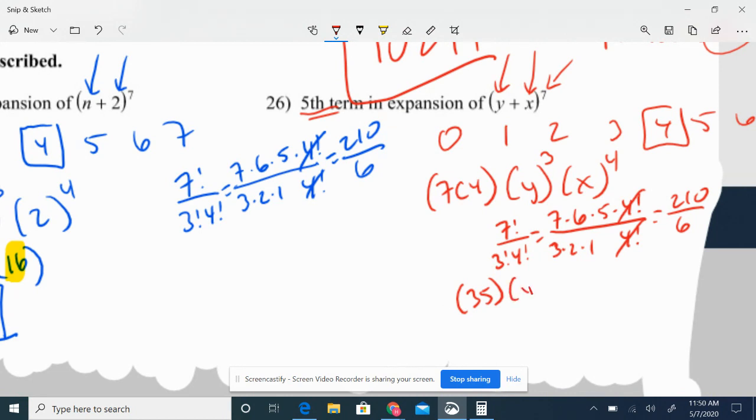For my second one, I have y to the third. And for my last one, I have x to the fourth. So my fifth term in this expansion will be 35 y to the third x to the fourth.